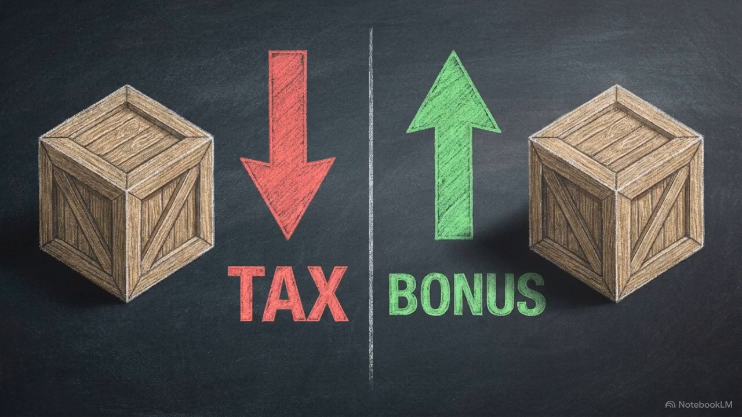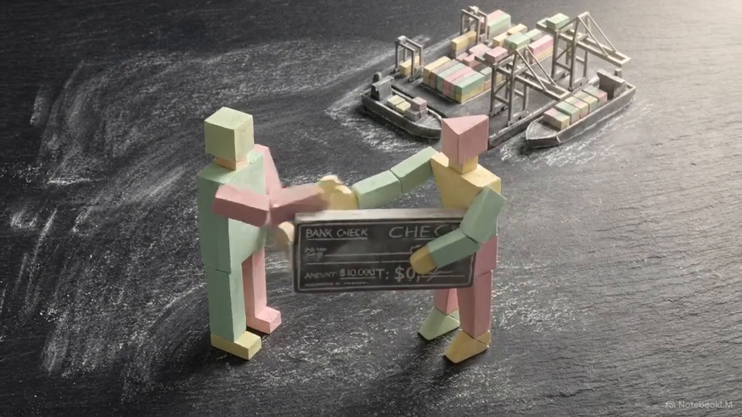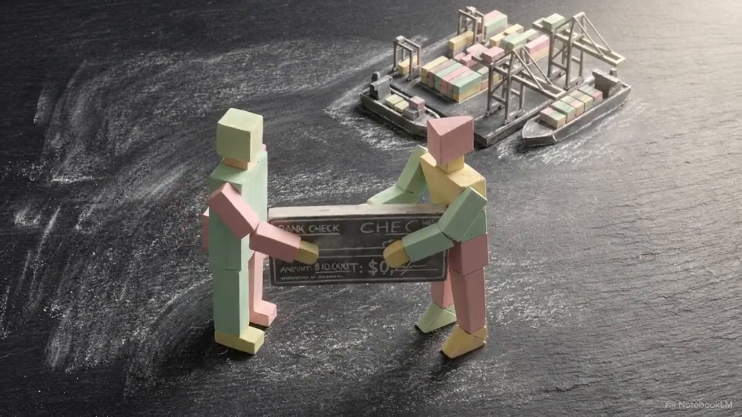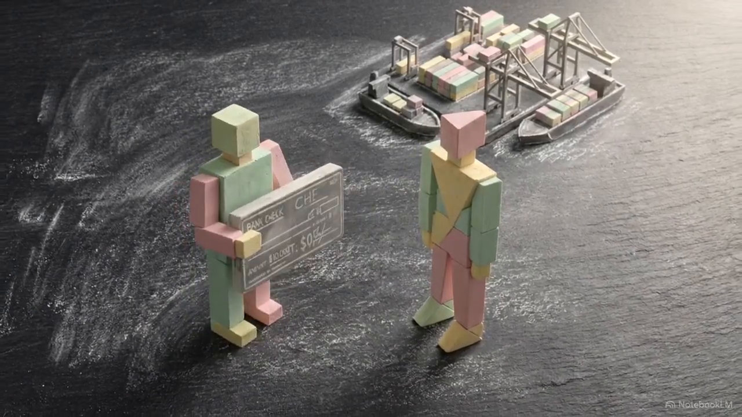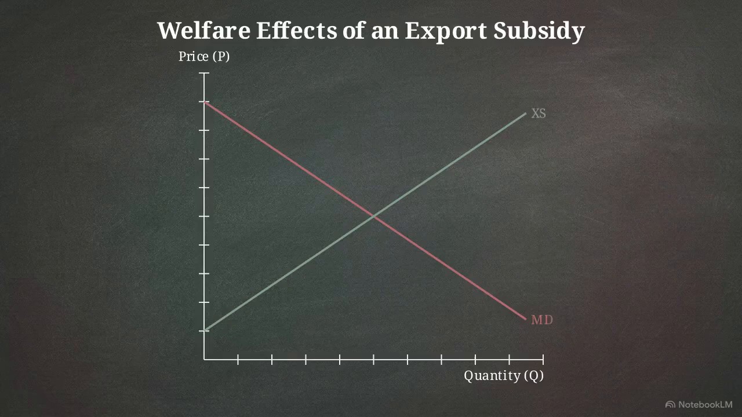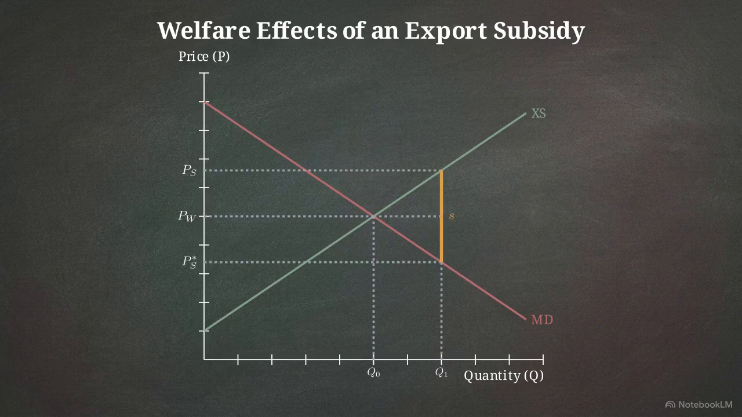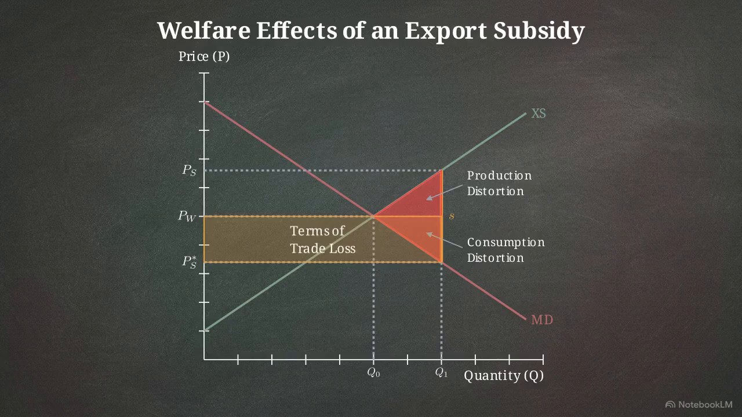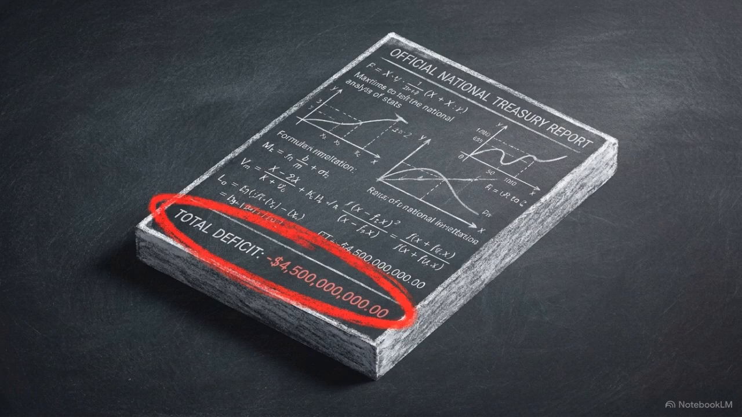An export subsidy operates as a tariff in reverse. Instead of taxing incoming goods, the government pays a financial bonus to domestic firms for every unit they ship abroad. In the export subsidy diagram, the wedge is driven in the opposite direction. Home prices skyrocket, foreign prices plummet. It generates identical red distortion triangles, but creates a terms of trade loss. The exporter pays to lower its own global prices.